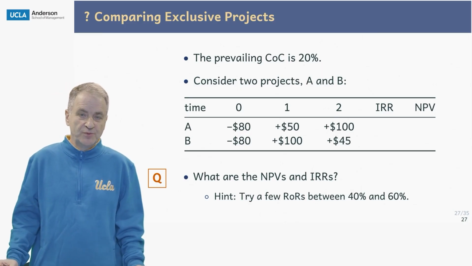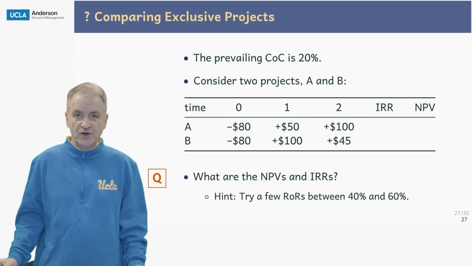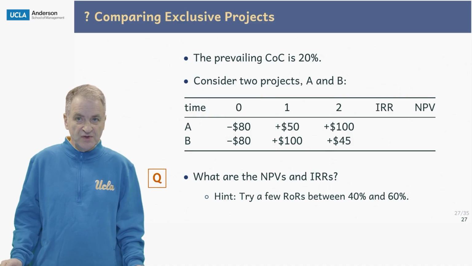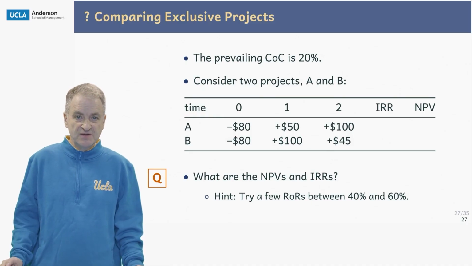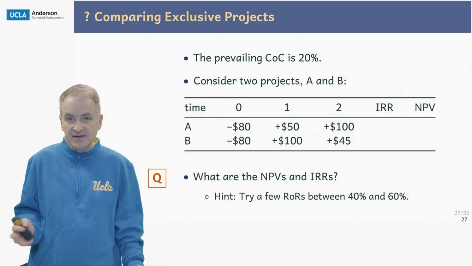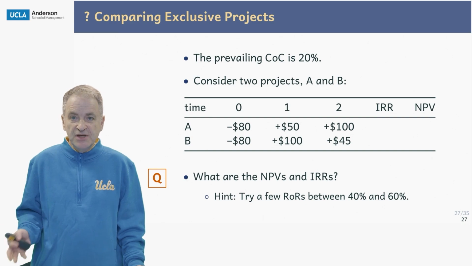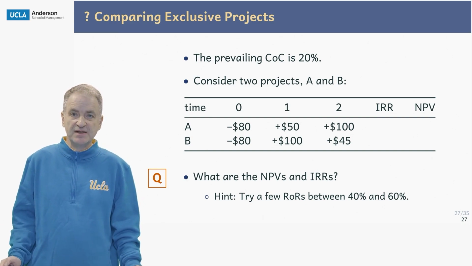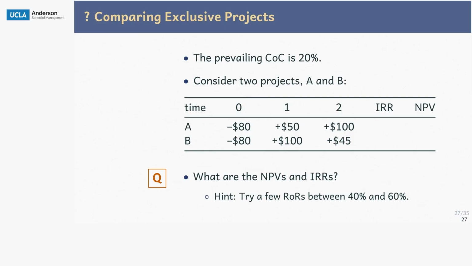Compare the following two projects, A and B. Here are the cash flows. Figure out for me, please, what is the internal rate of return? What is the net present value? And as a hint, it's going to be for the internal rate of return between 40 and 60%. Please pause this video now, answer the question on a piece of paper, and then continue.